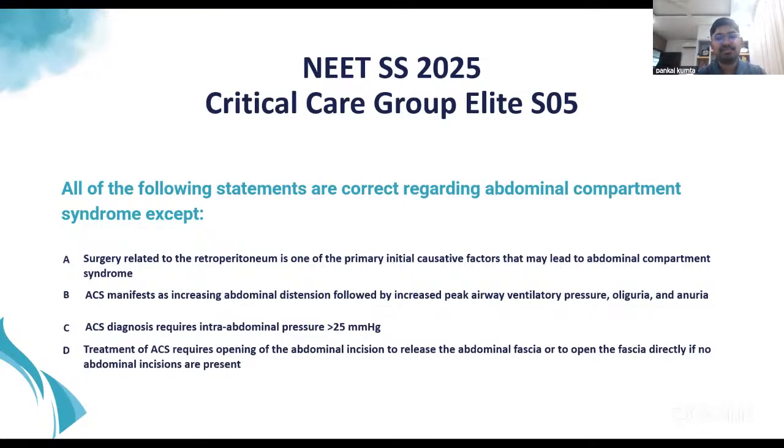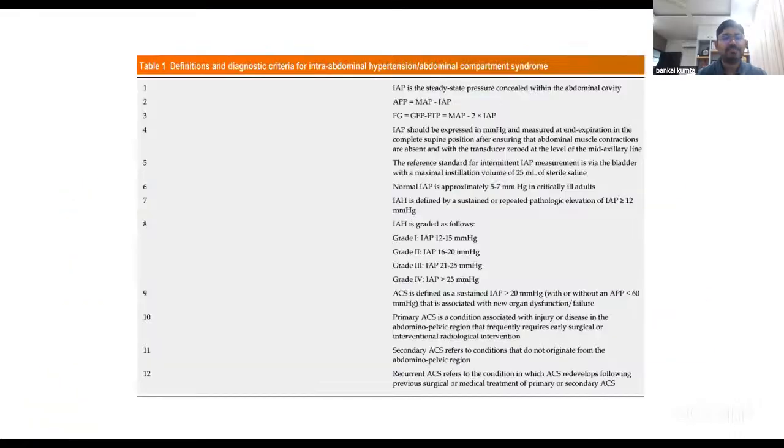And treatment, yes, of course, one of the treatments is definitely releasing of the abdominal fascia. So looking at the definitions, a quick run through. IAP is the steady state pressure. You will see abdominal perfusion pressure is MAP minus IAP, as with any other. You will see IAP is expressed in mmHg, and at end expiration, normally IAP is around 5 to 7.